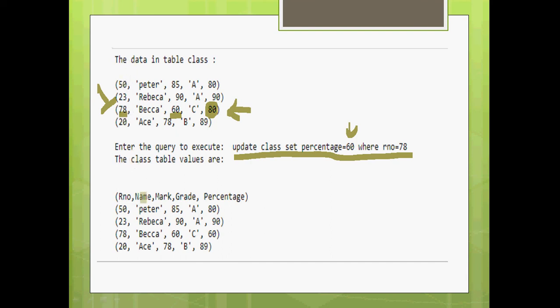In the first part I forgot to display the heading, but here in the third part I included the heading of the table: roll number, name, mark, grade and percentage. The second part is just receiving a new query from the user. You can see that for the roll number 78 student, the percentage has been changed to 60 instead of 80 using this query.